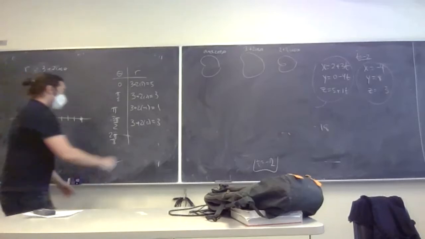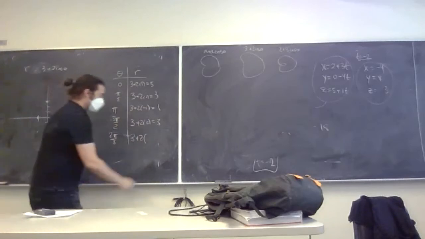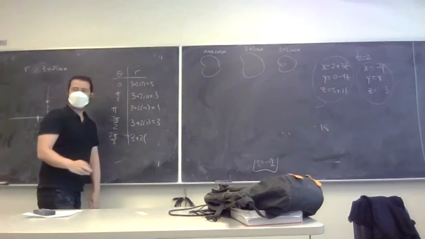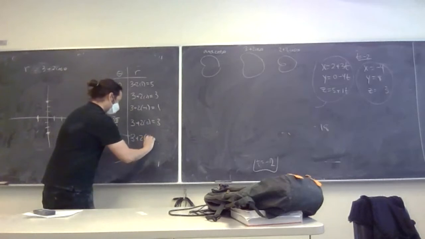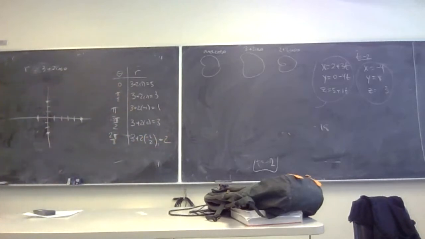So what happens at 2 pi over 3? 3 plus 2 times the cosine of 2 pi over 3. Cosine is negative 1/2. This gets me 2. So at 2 pi over 3, I go 2 units out. And that means I also go 2 units out in the 4 pi over 3 direction as well. So this I would consider to be enough information to sketch this graph.